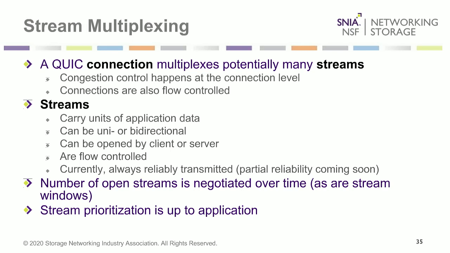And at the moment, QUIC is always reliably transmitted. However, partial reliability is the next big feature everybody wants for media over the internet. Specifically, not streaming media, but live media, where you don't want to retransmit data that's already out of the playout buffer at the client. The number of streams and how they're used is negotiated over time by the application. And how an application prioritizes streams, whether it wants to retransmit something on one stream versus sending new data on another stream at any given time, is completely up to the application.